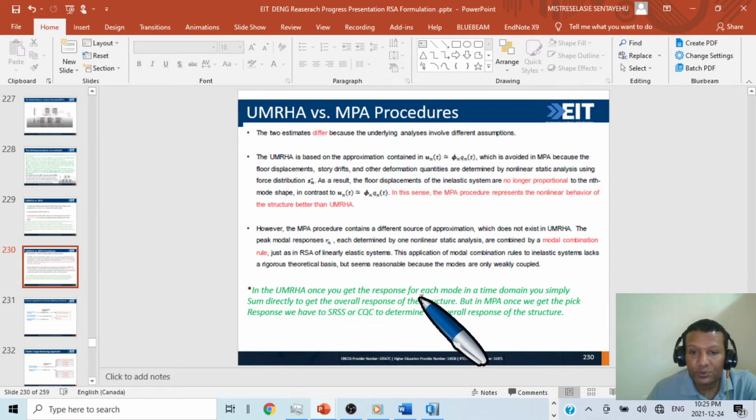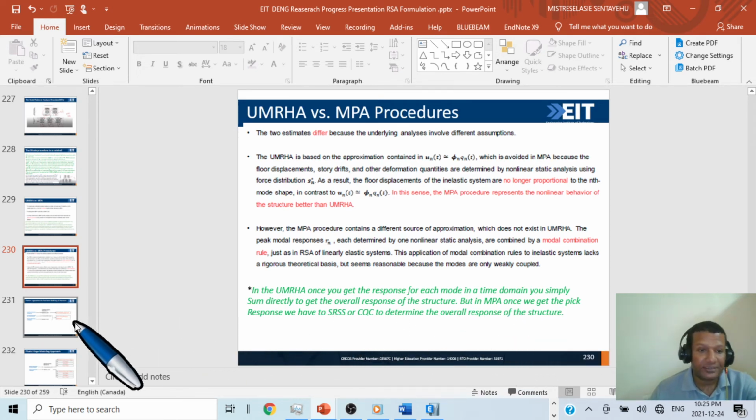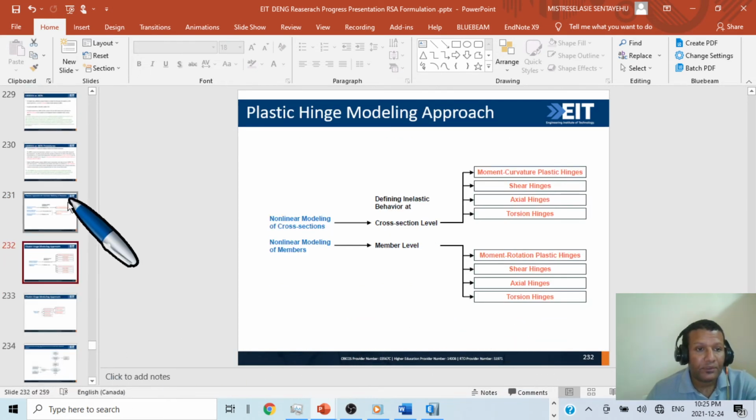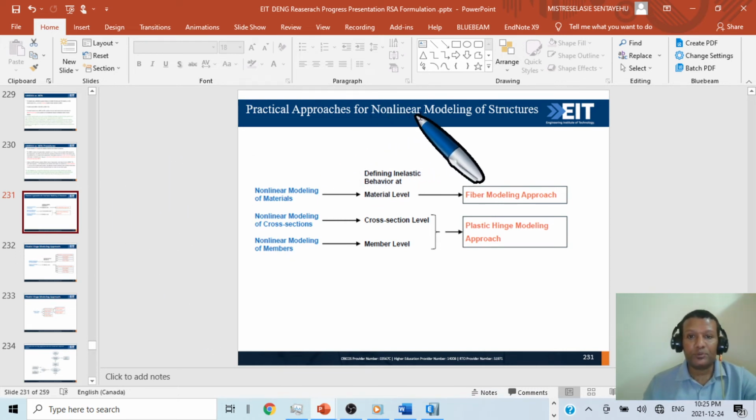Once you get the response for each mode in the time domain, you simply sum directly to get the overall response of the structure. But in MPA, once we get the peak response, we have to use SRSS or CQC to determine the overall response of the structure. Okay, that is all about the two pushover procedures. This is a practical approach for nonlinear modeling.